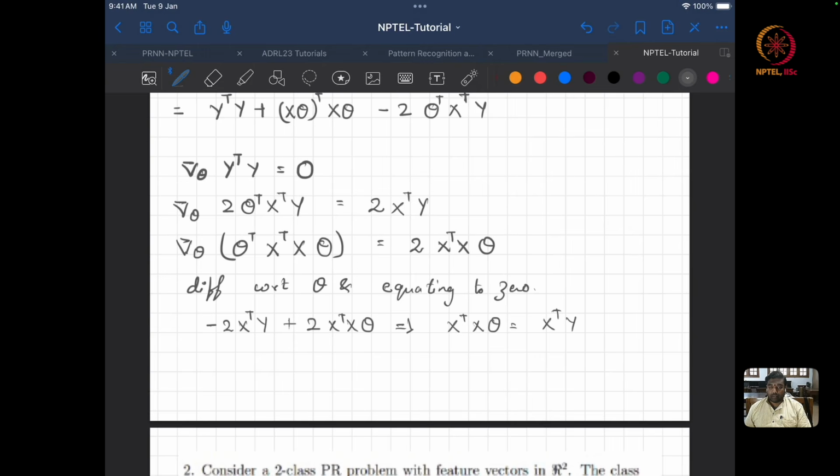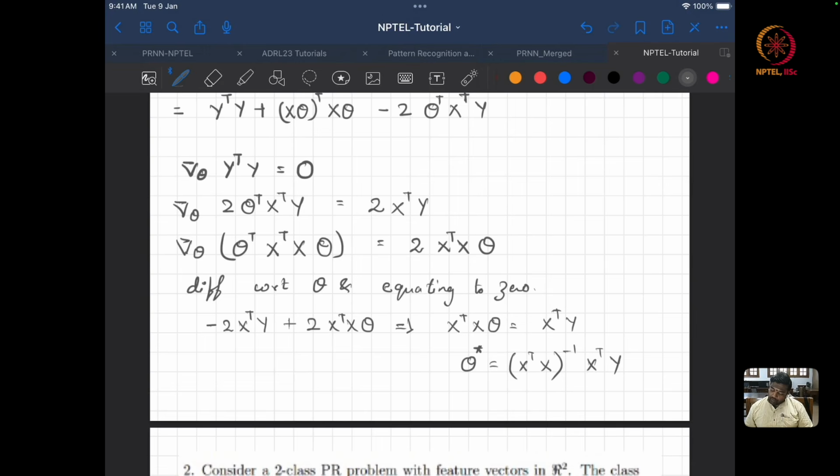Now assuming that this is a matrix. Okay, now assuming that the inverse exists, theta equals x transpose x whole inverse x transpose y. This is the optimal value of theta.